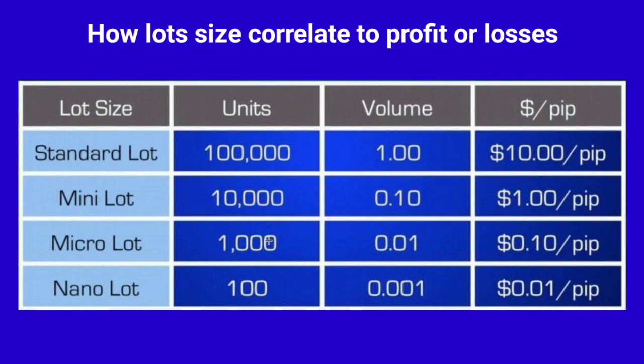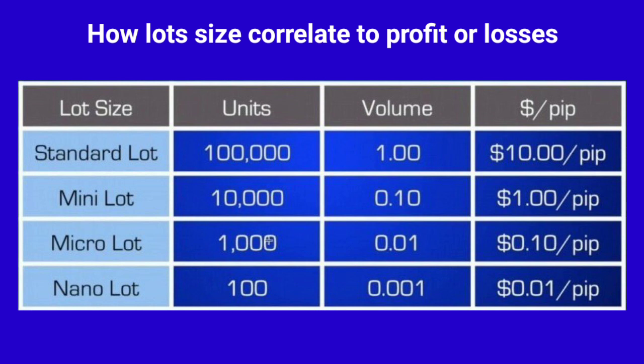So let's look at how the lot size can correlate with your profit or loss in the market. For a standard lot, you'll be making $10 per pip. For a mini lot, you make $1 per pip. For a micro lot, you make 10 cents per pip. And for a nano lot, you make 1 cent per pip. That's basically making pennies. Most standard accounts will only let you trade standard lots, mini lots, and micro lots. For you to trade nano lots, you have to get a very special account.